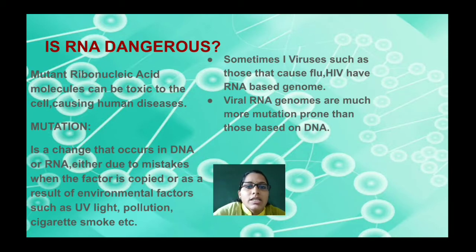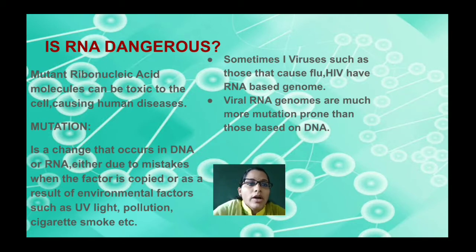So you can see that when the factor is copied, as a result of environmental factors, a mutation or change or damage takes place with respect to DNA or RNA. It can be by exposure to UV light, or it can be a cause of pollution, or it can be due to cigarette smoke, etc. So RNA can be dangerous when there is a mutation or change in the particular sequence.